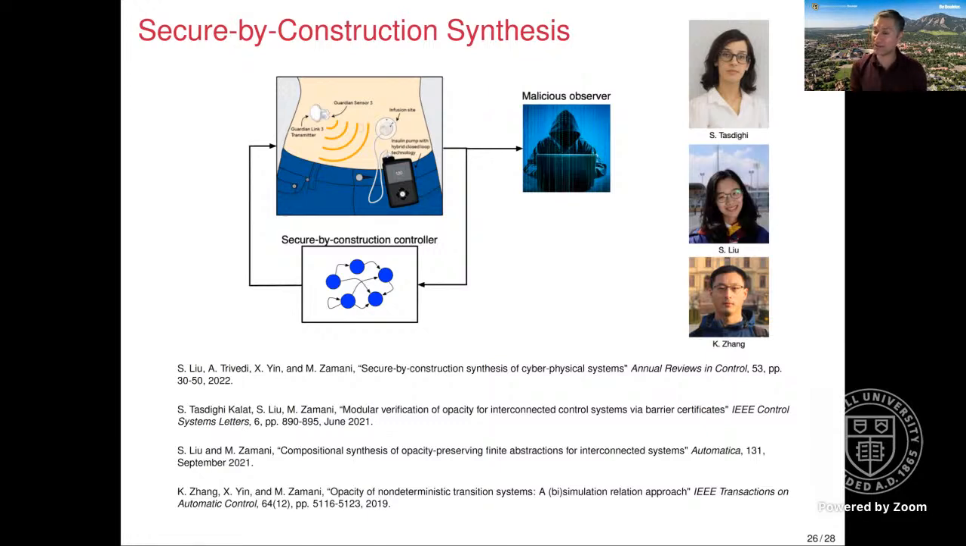And the answer is yes, we can combine security and privacy property with the safety property. We have a bunch of requirements. Safety is one of them. Security is the other one. And the question is, can I design a controller that enforces both of them?